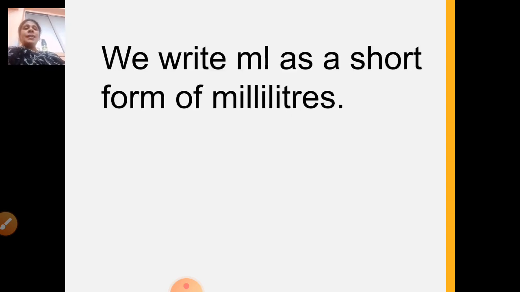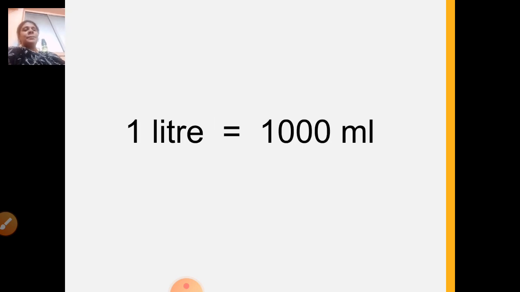We write ml as a short form of milliliters. We write dash as a short form of milliliters, ml. We write ml as a short form of dash, milliliters.